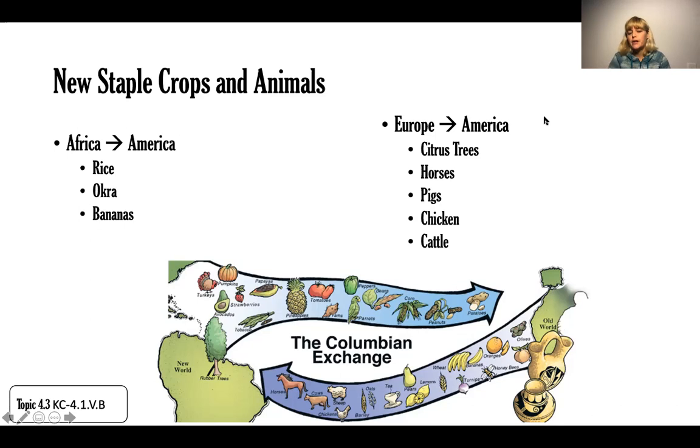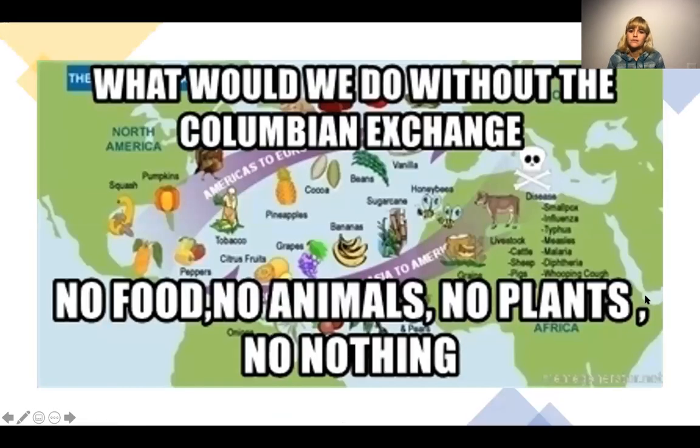Europe to America, guys. The citrus trees. Now, I told you about this a couple weeks ago about how citrus trees come from Spain, all right? That was part of that Islam spread. Horses, pigs, chicken, cattle, all of these, I guess delicious foods, except for horses, are going to come to the New World via Europe. Actually, they're going to come via European conquest. Okay. So what would we do without the Columbian Exchange? No food, no animals, no plants, no nothing.